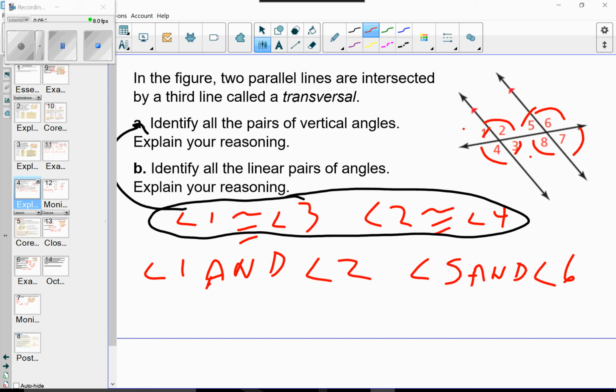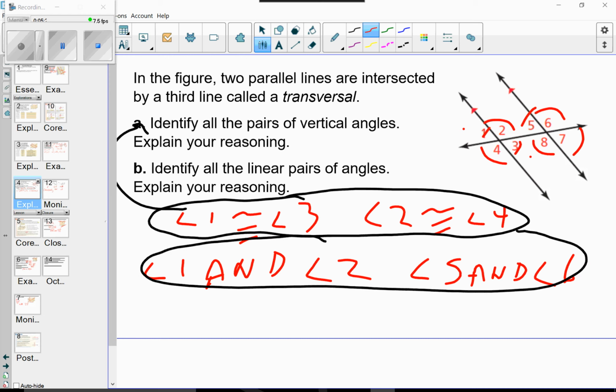So I did 1 and 2, 5 and 6. 1 and 2, 5 and 6 are not the only ones, but they are some of them. If I wanted to add more of them, I could have done 2 and 3. I could have done 6 and 7, 7 and 8, 3 and 4, 1 and 4. So a lot of different angles there form a linear pair.